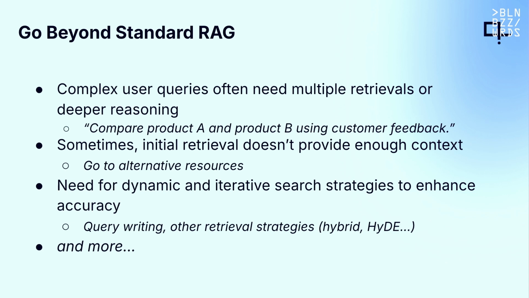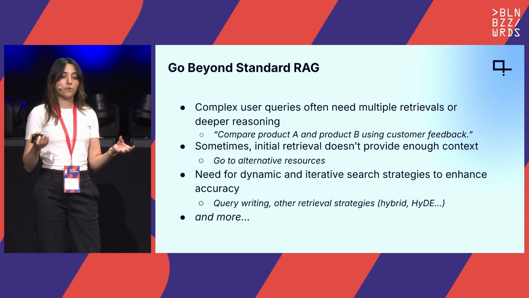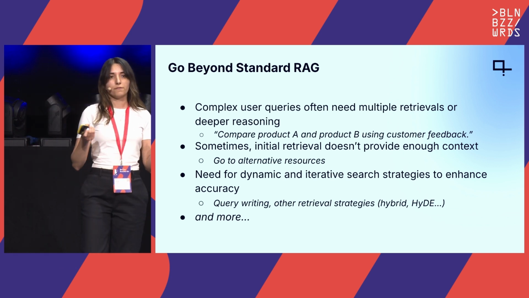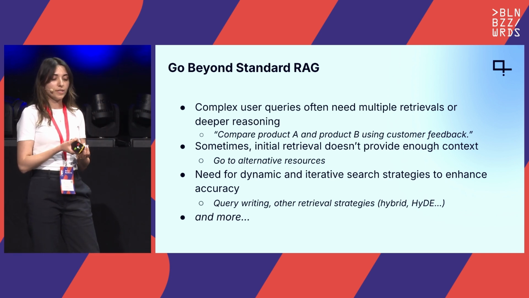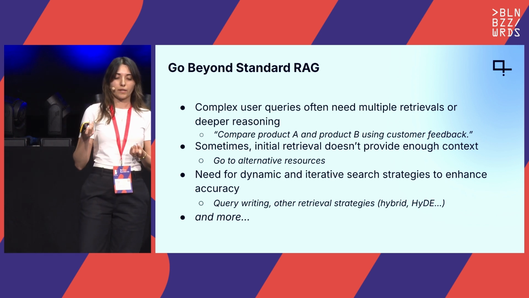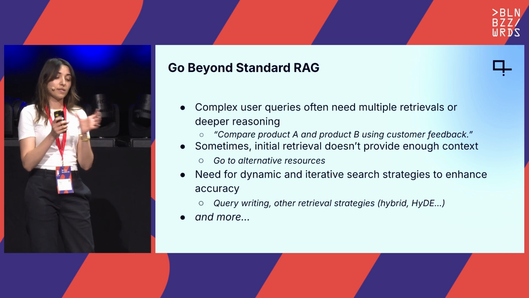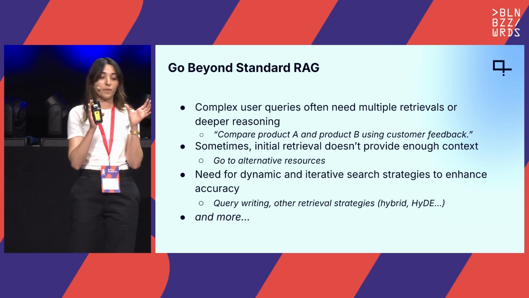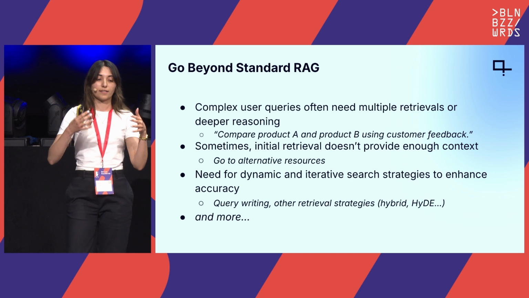But RAG is not a solution for every problem that we have. For example, complex user queries often need multiple retrievals or deeper reasoning. If you think your RAG application is a suitable architecture for this question, compare product A and product B using customer feedback, maybe your approach is not enough. With those types of queries, it makes sense to do some query decomposition, retrieve information relevant to product A and product B separately, and then merge them and create a comparison in the generation step.